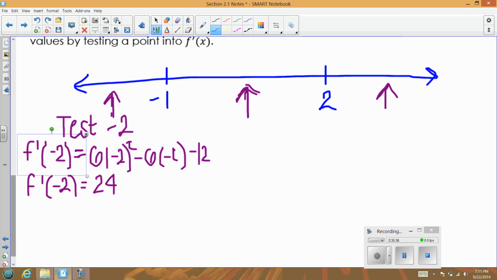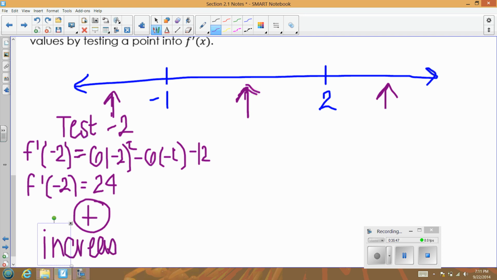So 24 is a positive number, which tells me in this interval from -infinity to -1, my graph is going to be increasing because the slopes are going to be positive values because the derivative evaluated at a specific point was a positive value. So then I go to this next section here.